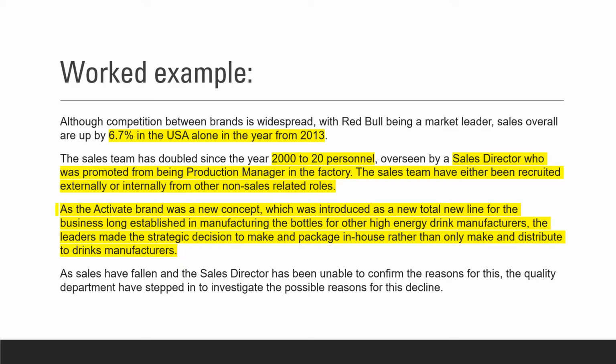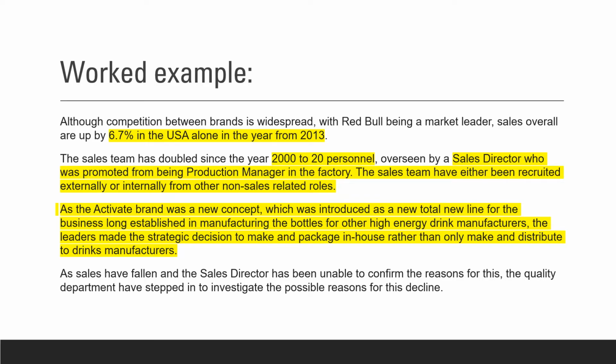The sales team has doubled since the year 2000 to 20 personnel, overseen by a sales director who is promoted from being production manager in the factory. The sales team have either been recruited externally or internally from other non-sales related roles. As the Activate brand was a new concept, introduced as a totally new line for the business long established in manufacturing the bottles for other high energy drink manufacturers, the leaders made the strategic decision to make and package in-house rather than only make and distribute drinks to manufacturers.